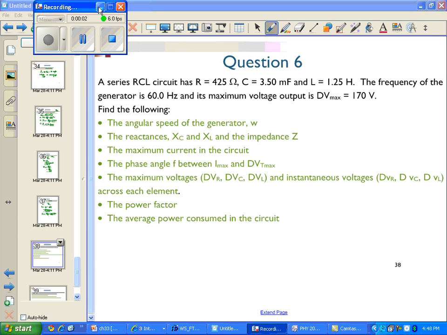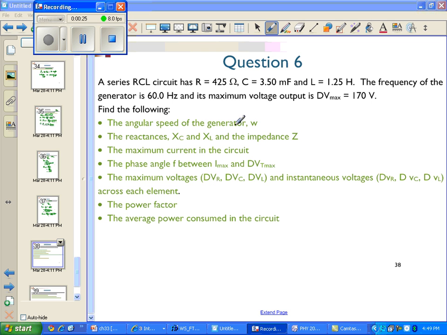Welcome to the second part of the problem-solving session for Chapter 33. We begin where we left off with question 6. Here, we're given a series RCL circuit that has a resistor of 425 ohms, a capacitor of 3.5 microfarads.